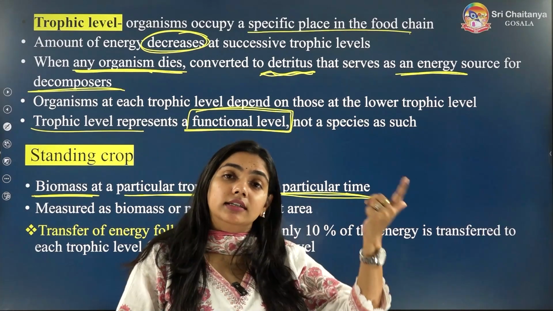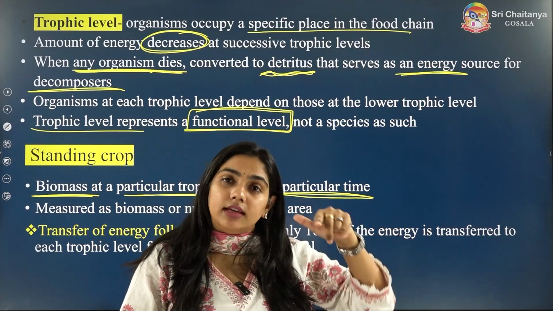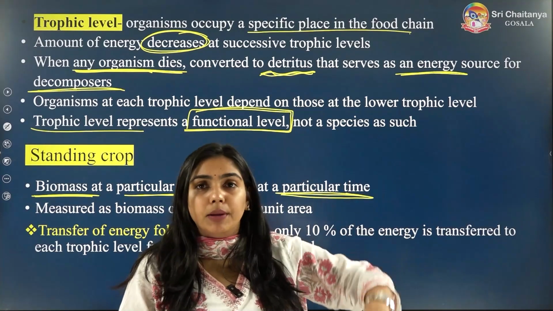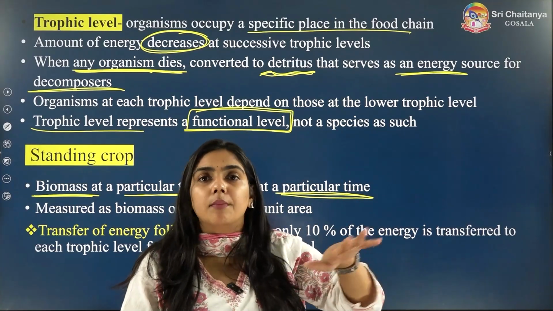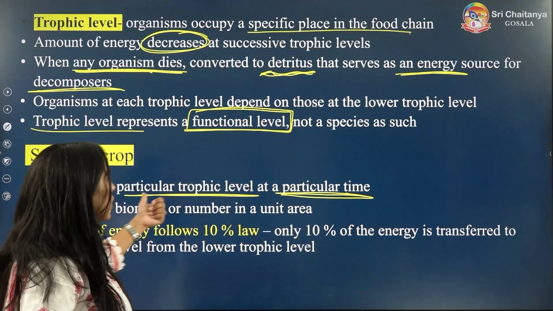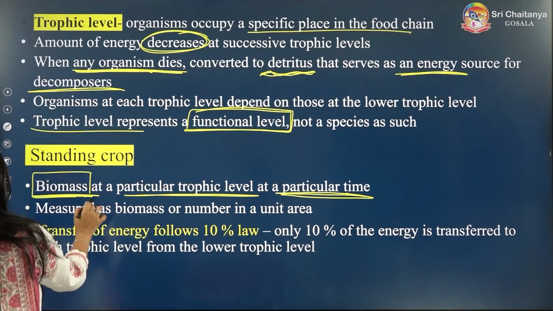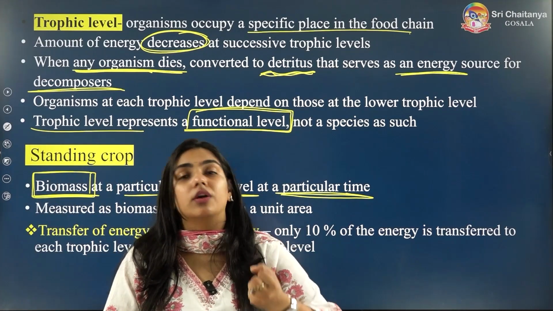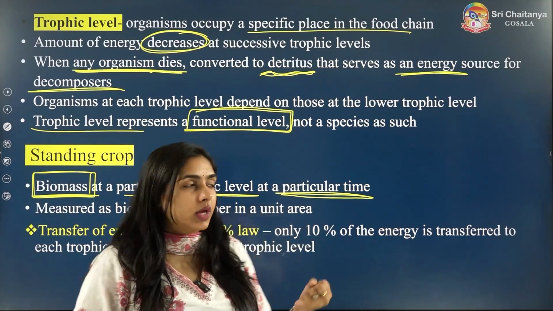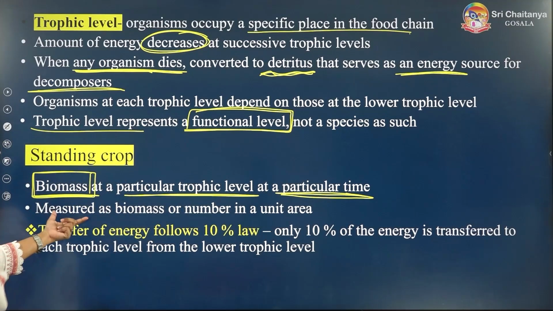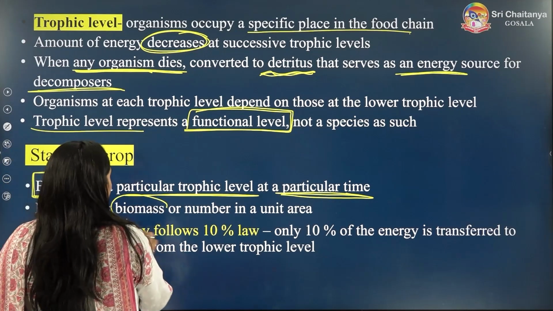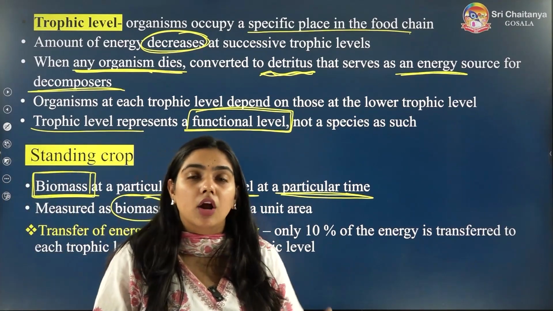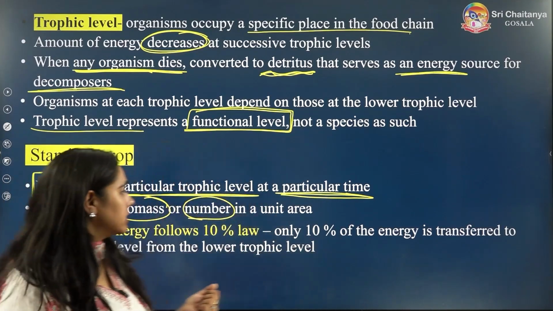There is another term, standing state. In that, we take the inorganic, non-living matter present in the soil, not above the soil. But in standing crop, we take the biomass at a particular trophic level. Biomass means the organic matter, the living matter. This can be measured in biomass, or in number, in a unit area.